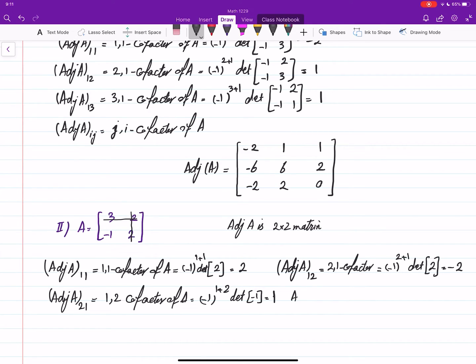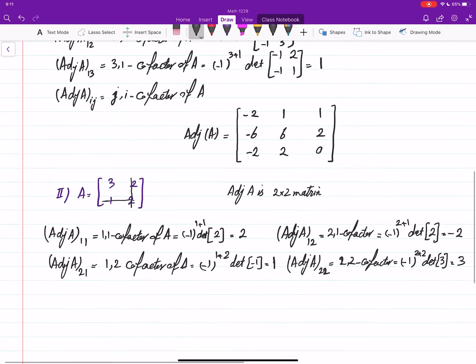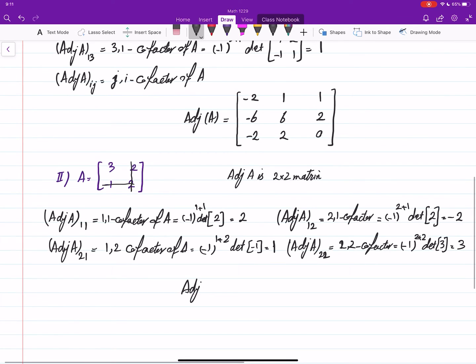And adjoint of A, the entry 2, 2 is the 2, 2 cofactor, which will give us -1 to the power 2 plus 2. So we are doing this guy. This is the determinant of 3, which is just 3. If we put all these ones here, this is 2, -2, 1, and 3.